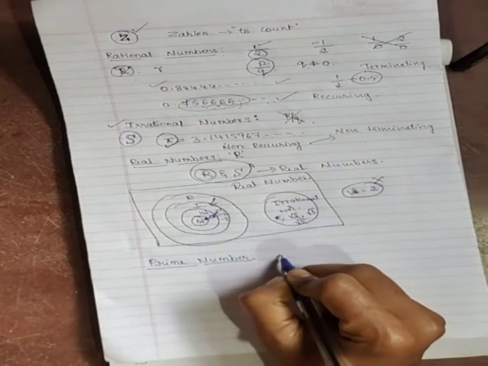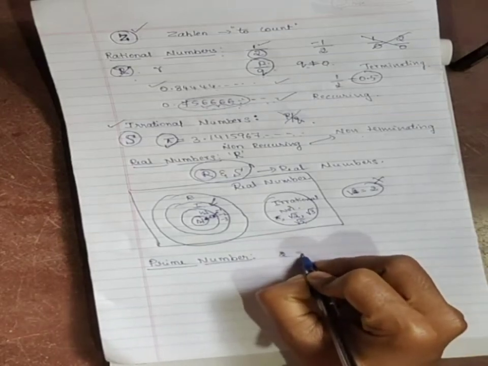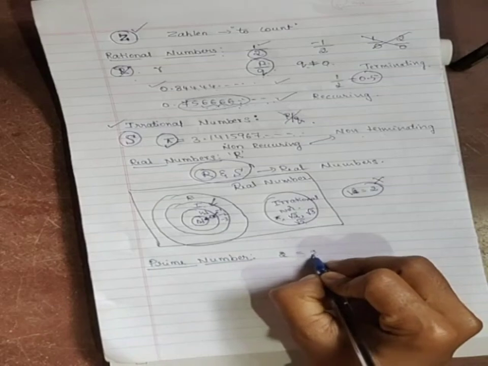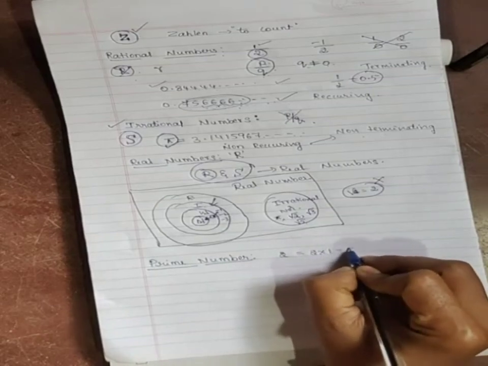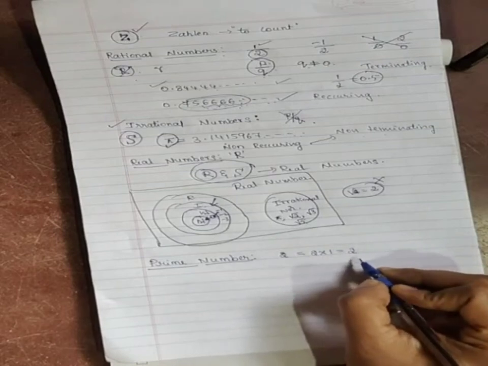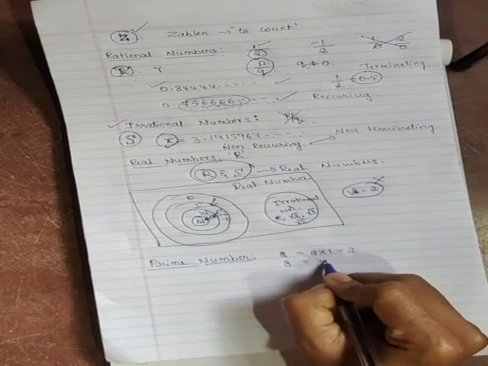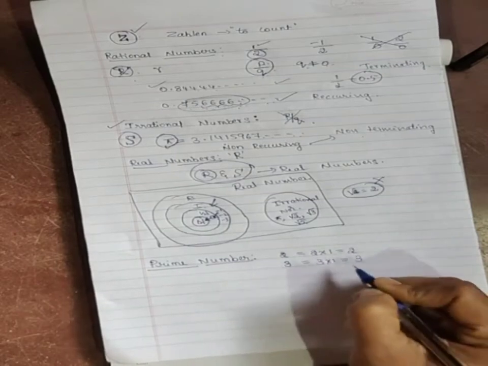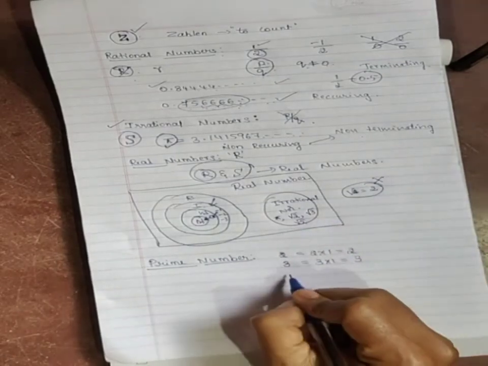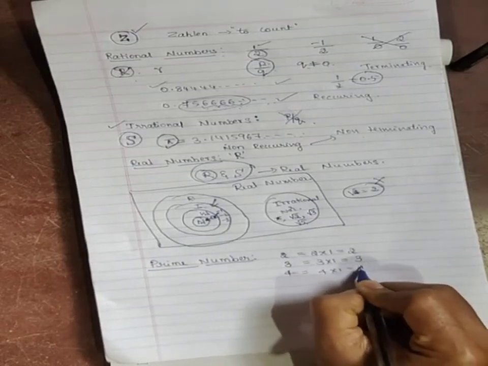Okay, I will take a number 2. How can we write it in the multiplication table? 2 ones are 2. Any other factors? No. Okay, next I will take 3. 3 into 1 is equal to 3. Any other factor? No. Next I will take 4. 4 into 1 is equal to 4.